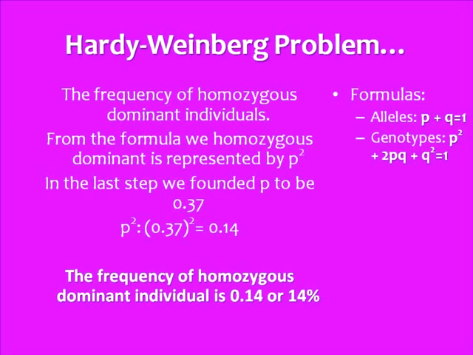Alright, the frequency of the homozygous dominant individuals. From the formula, we know that homozygous dominant is represented as P squared. In the last step, we found P to be 0.37. So now we just simply take that and square it to find the homozygous dominant individuals. So now we have P squared equals 0.37 squared, which equals 0.14. So the frequency of the homozygous dominant individuals is 0.14 or 14%.